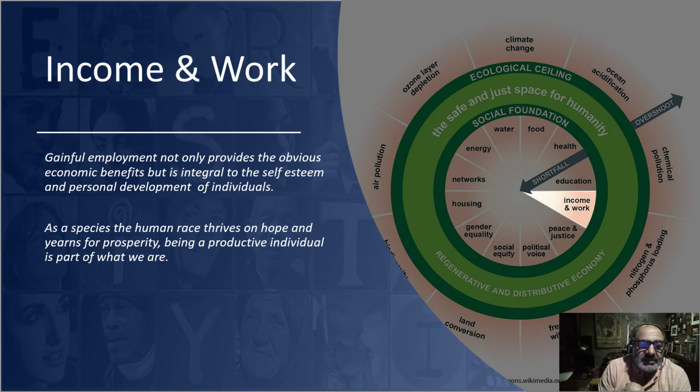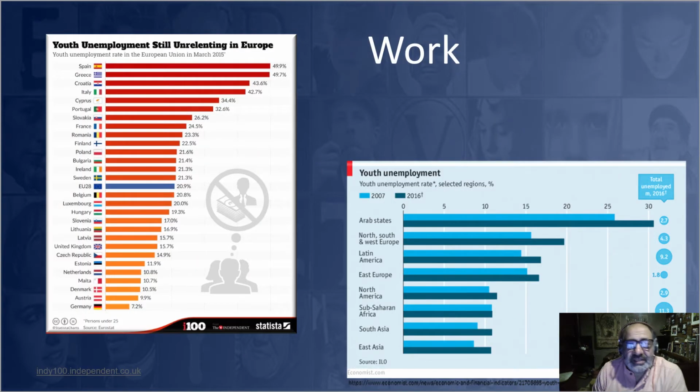So, as a species, the human race thrives on hope and yearns for prosperity. Being a productive individual is part of what we are. So, when we run our fashion business, we're not only providing a product and service to the end customer, but we're actually employing a lot of people and giving them jobs and potential prosperity in their lives. So, that's one of the great positives of business.